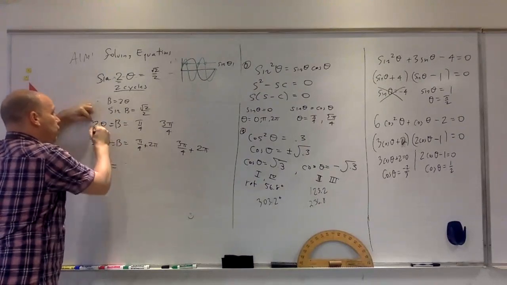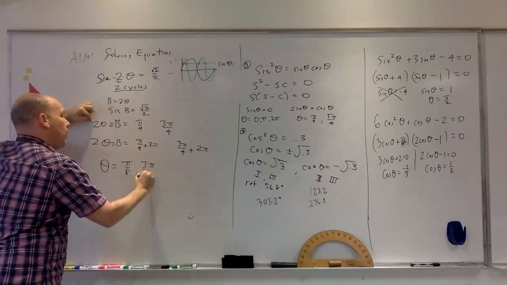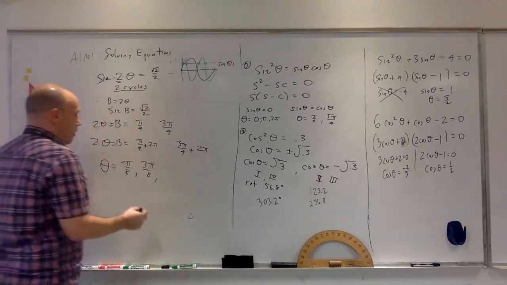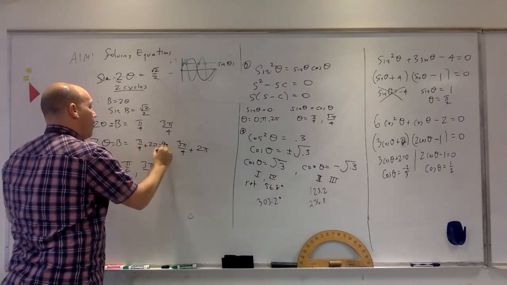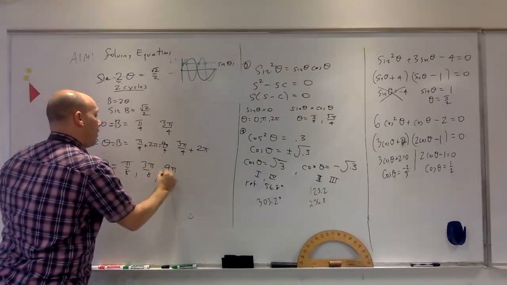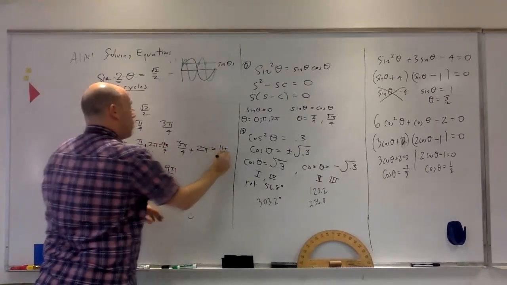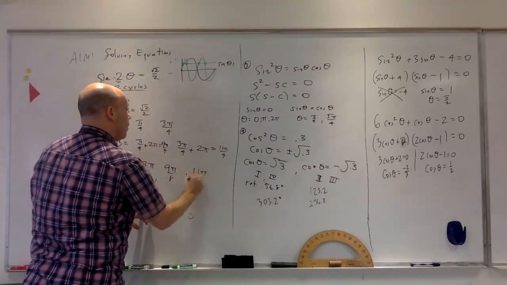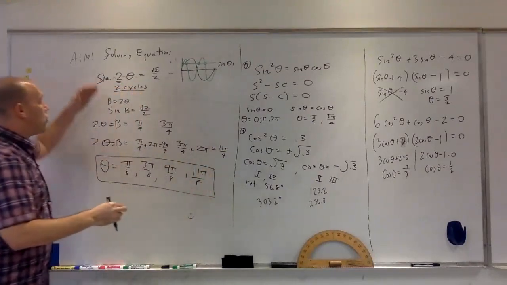Therefore, theta is equal to pi over 8, 3 pi over 8. What's going on here? Well, this is equal to 9 pi over 4, so this is 9 pi over 8. And this is 11 pi over 4, so this is 11 pi over 8. And these are the 4 solutions to the equation.